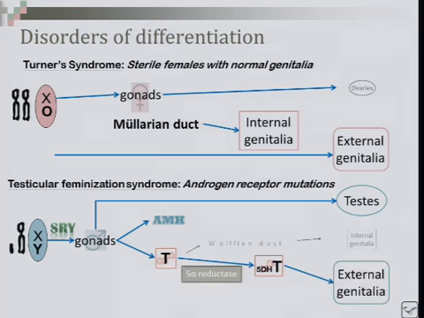The same androgen receptor is used for 5-DHT. So even though this individual will have 5-alpha reductase, again, in the absence of the receptors, the external genitalia won't develop normally either. And in severe cases, these kids will look much more female than male when they're born.